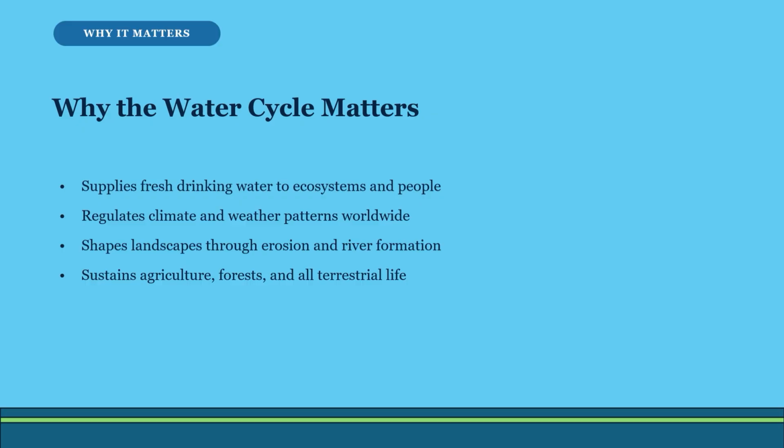And the last point is that it sustains agriculture, forests, and all terrestrial life. As it rains, the trees, the plants and the vegetation gain fresh water. The roots of these trees absorb the water, then pass it to the various parts of the plant.